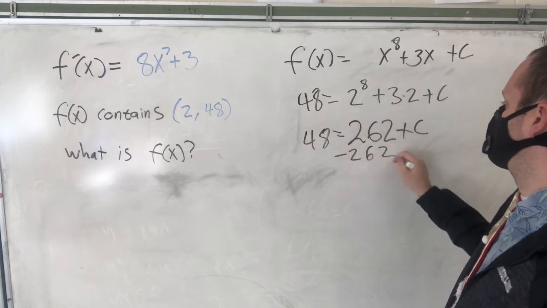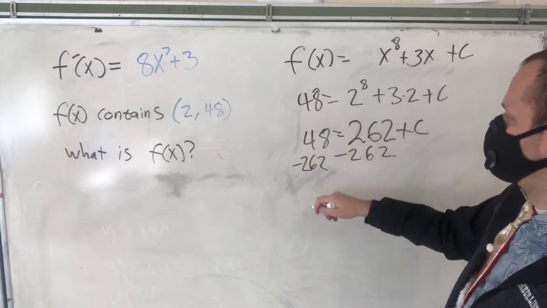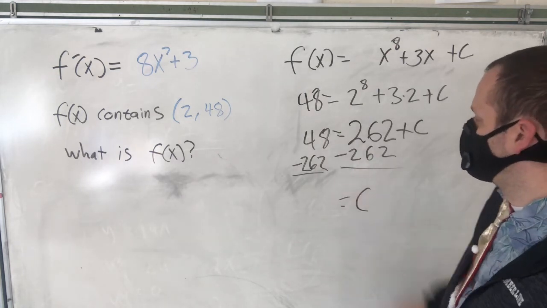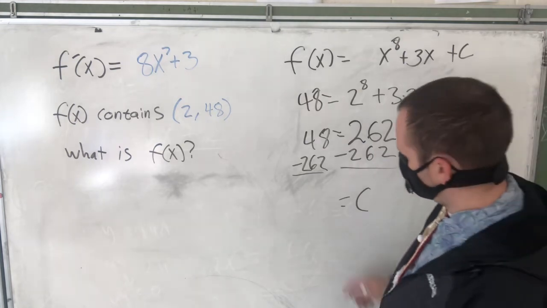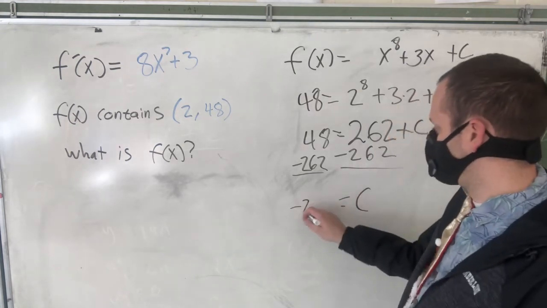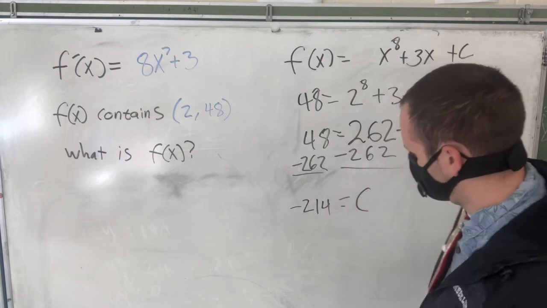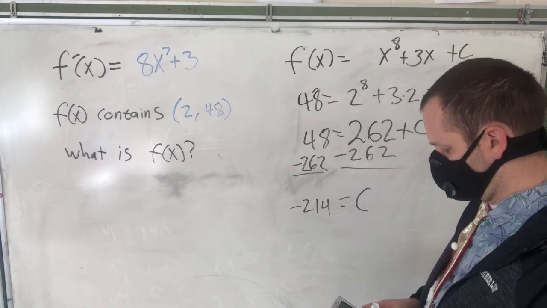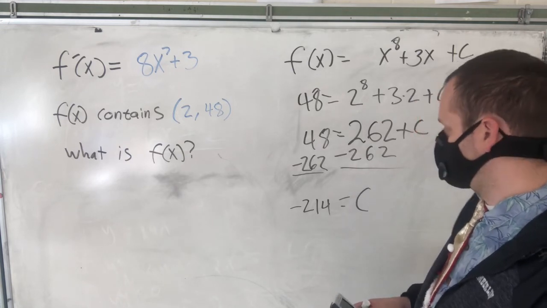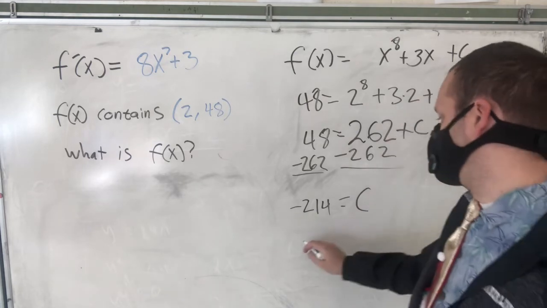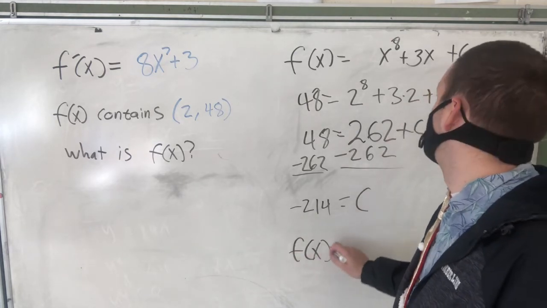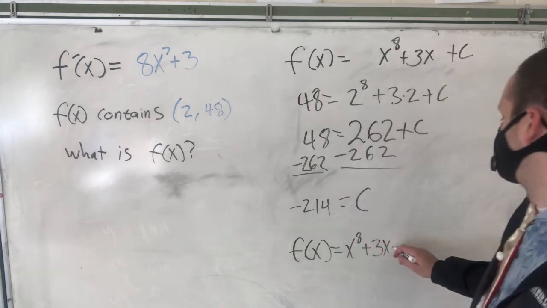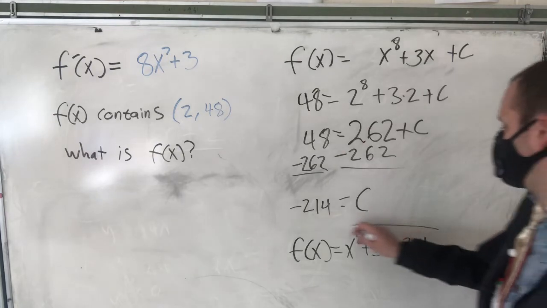Minus 262 from both sides. We get a value of c. Let's see here, that's negative 214. Let me double check. Yep, 214. We plug that into here. F of x is x to the 8th plus 3x minus 214. That is the equation.